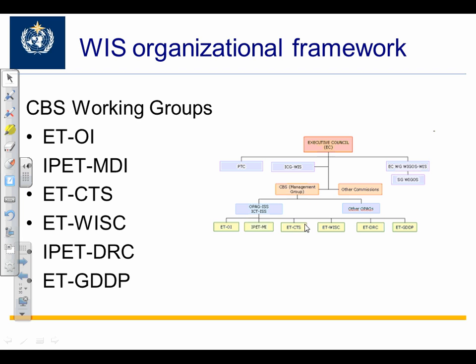So they are organized to come under OPAC. So here's the OPAC ISS. And then they are part of a commission, which is a CBS, so the Commission for Basic Systems. And these are then again supervised by the Executive Council. So how does this look like in daily life?